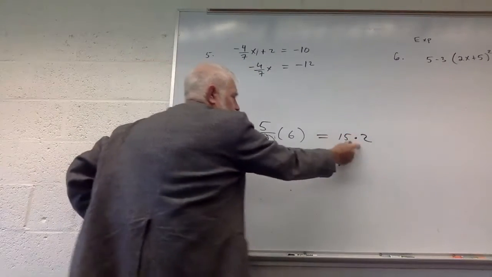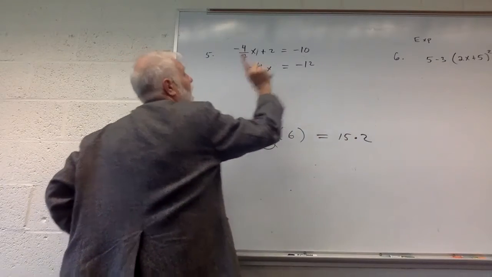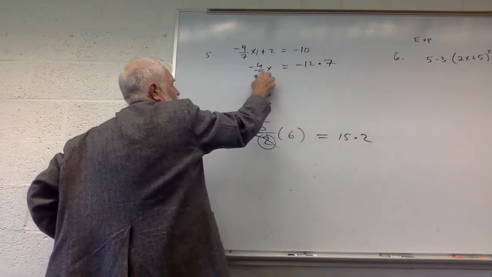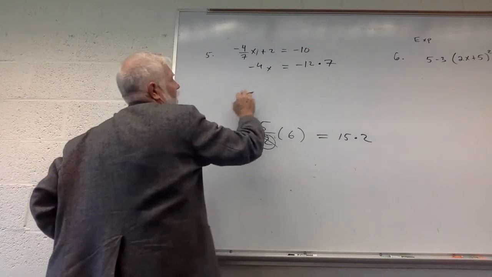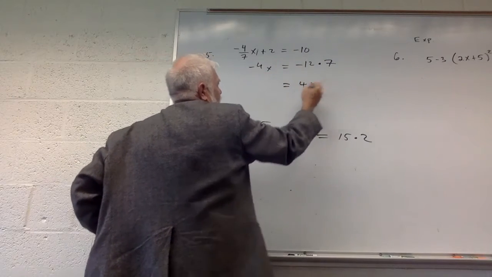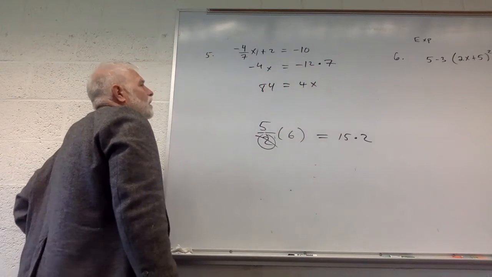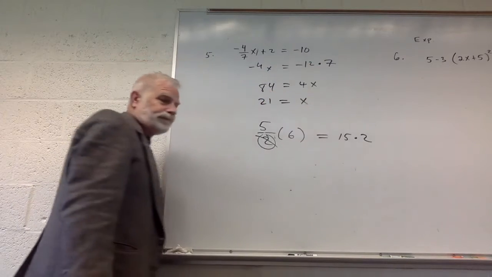Boom. 30 equals 30. Okay, there's 7. I'm going to move it to the other side. Boom. Division became multiplication. And now, I never like to divide by negatives. I always just do that: -84, +84. Obviously, you don't have to, but I like to. And then you can see that 21 is your x value.